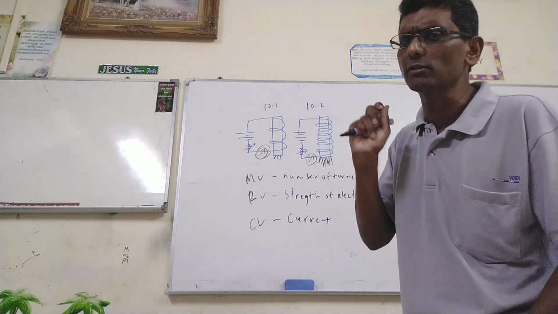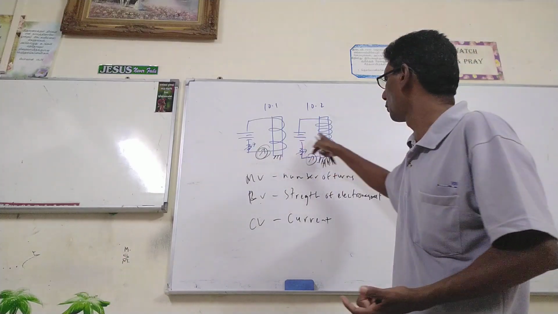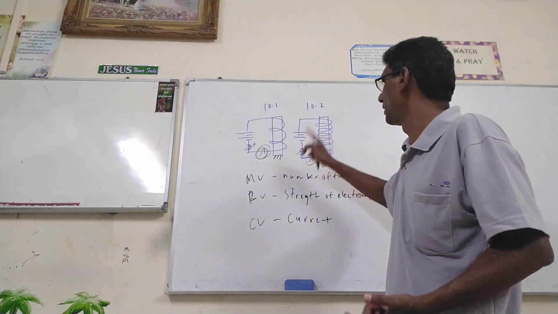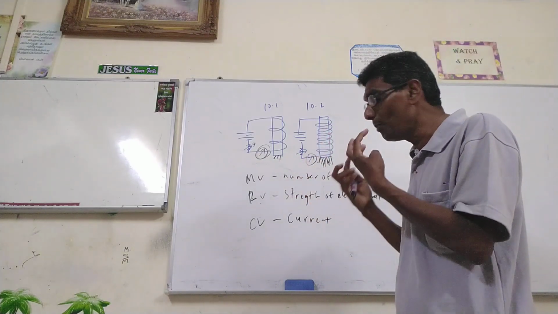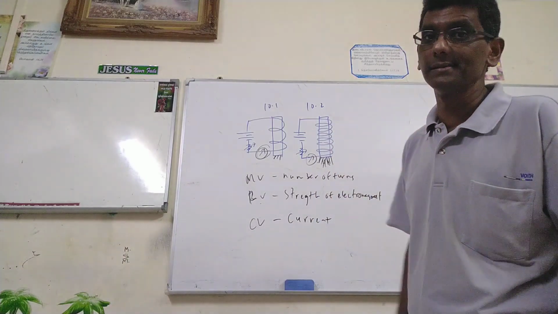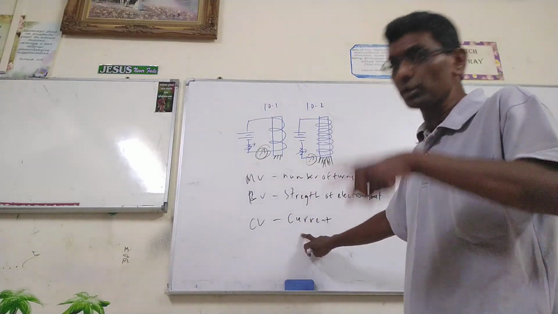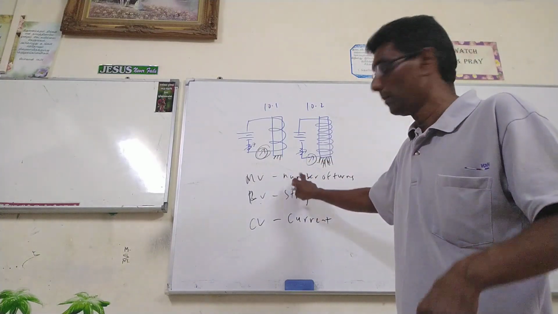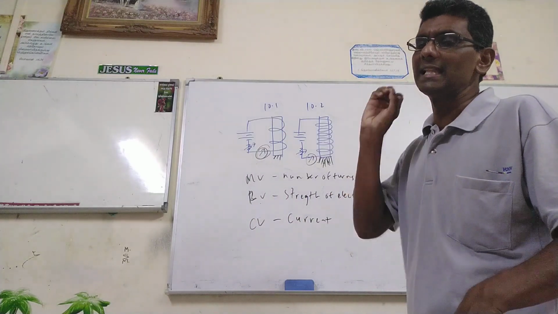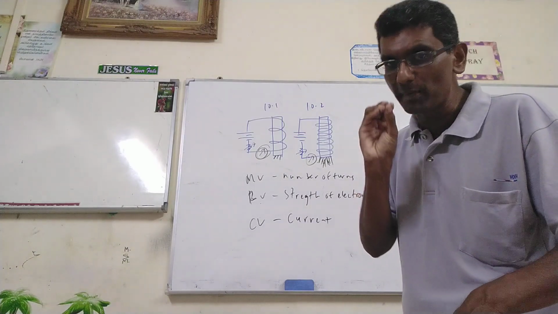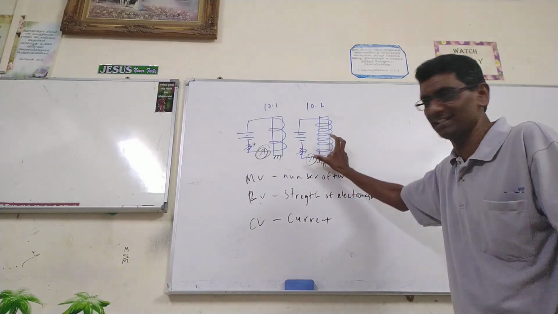How do you measure the strength of the electromagnet? The number of turns you can measure directly: you can put 20 turns, 10 turns, 30 turns, or 5 turns, and you can count them. The current can also be measured using the meter. But how do we measure the strength of the electromagnet? It is measured by the number of pins attached.